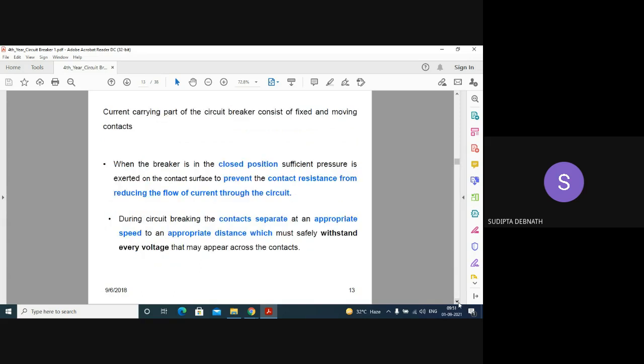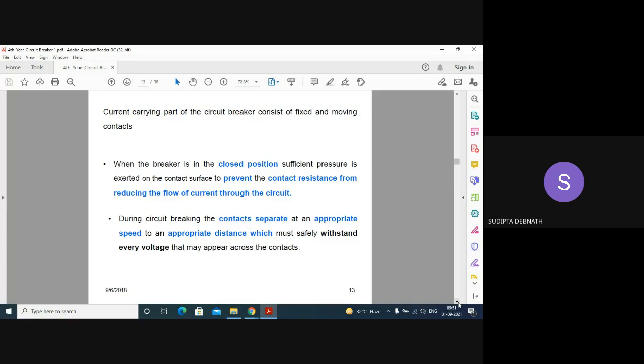Now, the current carrying part of the circuit breaker consists of moving and fixed contacts, as I told you. When the breaker is in closed position, sufficient pressure is exerted on the contact surface so that it remains in contact. Under normal condition, it should not get separated, to prevent the contact resistance from reducing the flow of current through the circuit. It should remain in close contact, with sufficient pressure so that there is no loose connection.